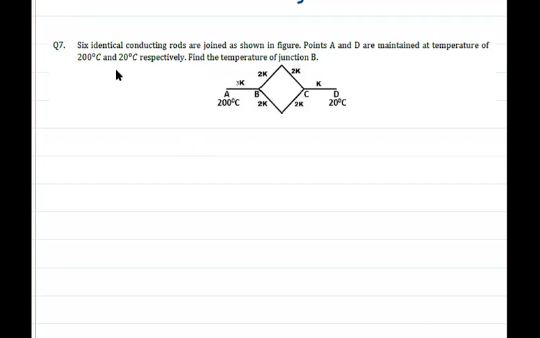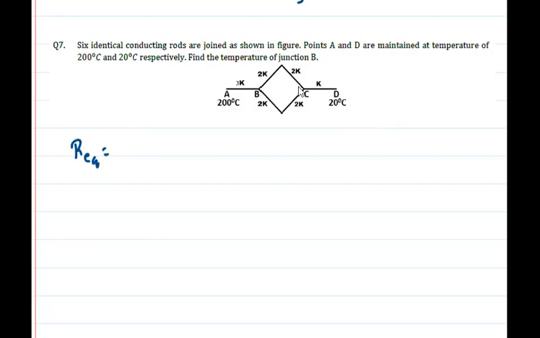Now, I'm not worried about this problem for now. I'm just trying to find R equivalent across A and D. Can we do that? Tell me, can we do that? Right? Yes. Now we know that length and area is same, which will be cancelled.